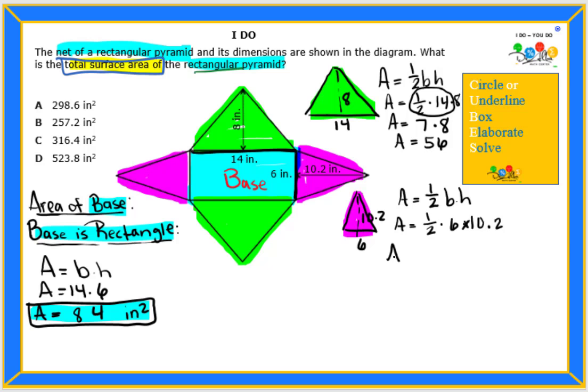And now we can do the same thing. We can take half of 6, which is 3, times 10.2. So our area is 30.6 squared inches.